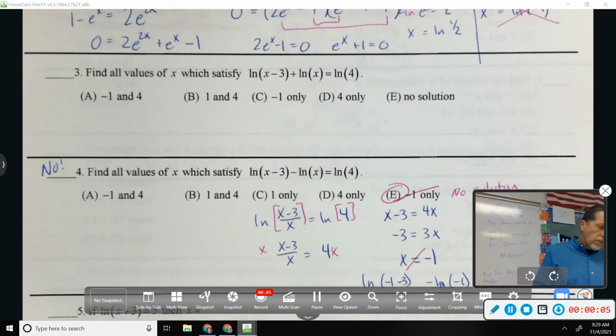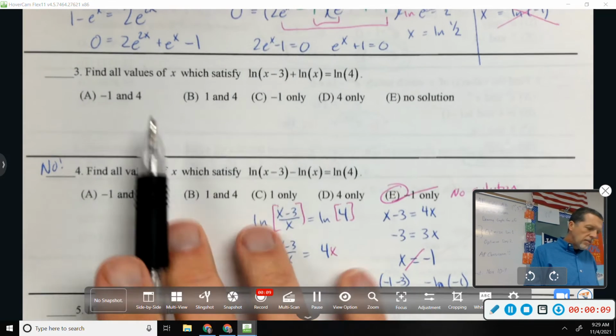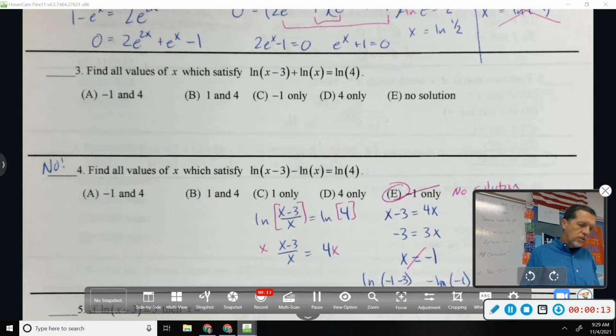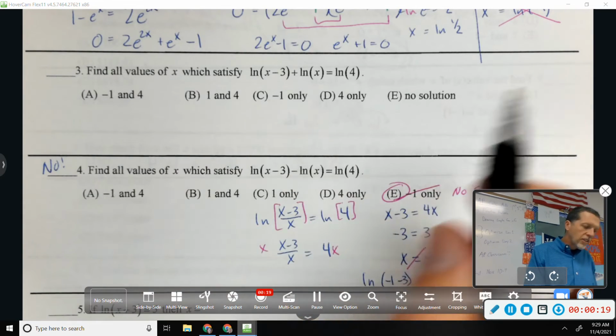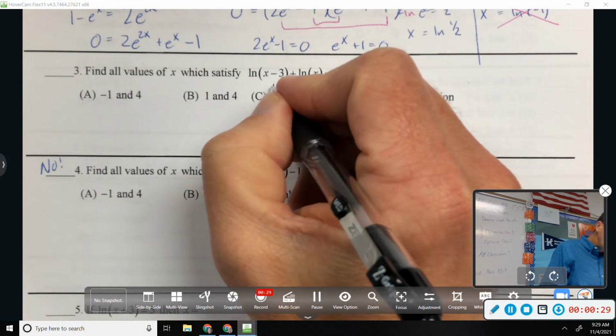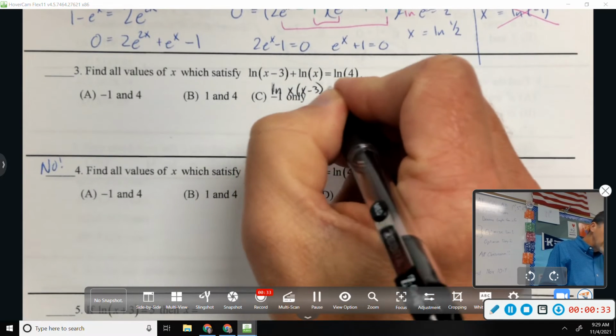All right, number 3 from worksheet 7. Find all values of x which satisfy that equation. This is a tempting one to say, look, there's natural logs everywhere, I'll just divide them out. You can't do that. You can't divide out natural logs. Once you get natural log equals natural log, then you can delete the natural logs. But before we get to that spot, we need to condense.